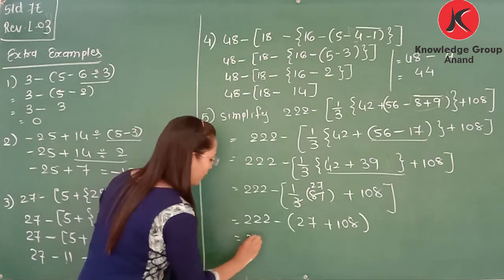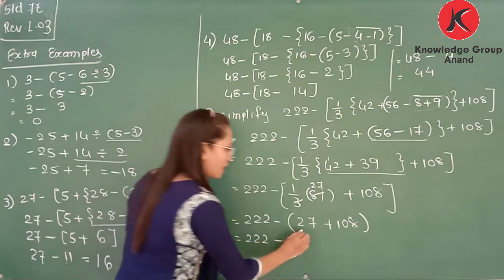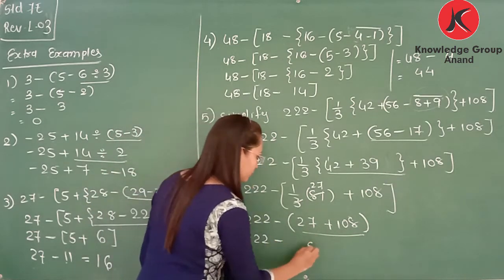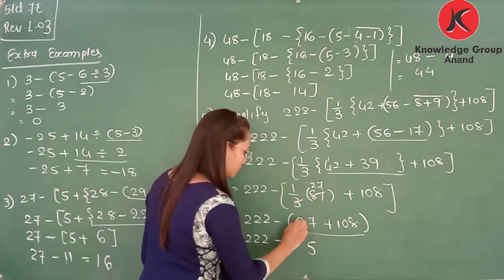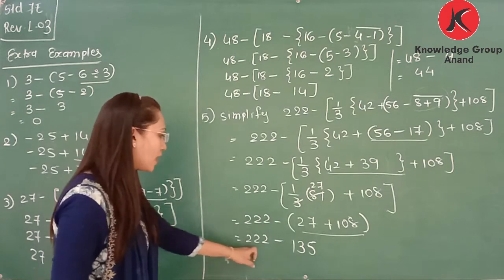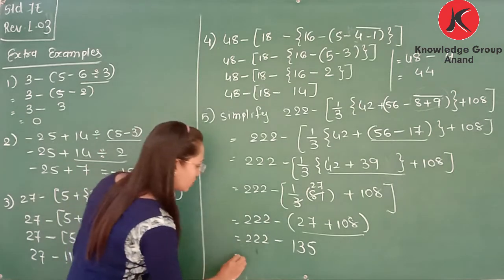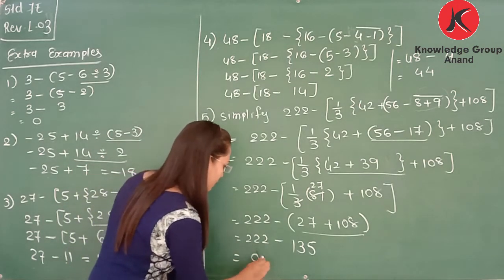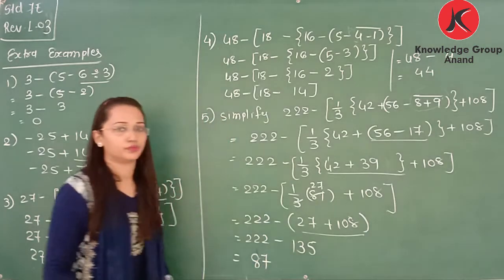Now 222 minus, add this, 135. Now 222 minus 135 will give 87.